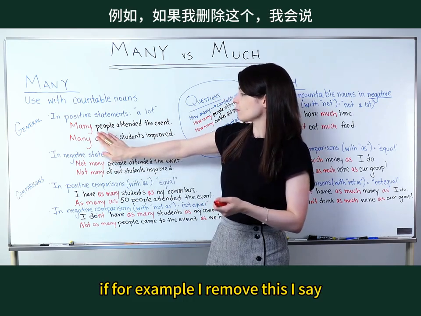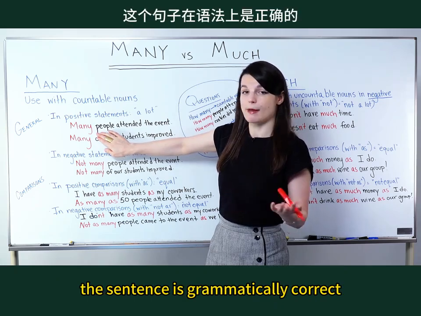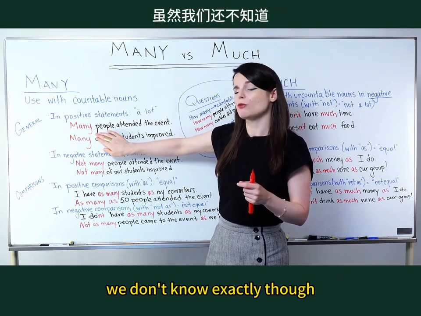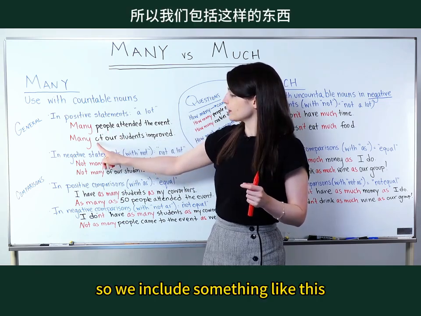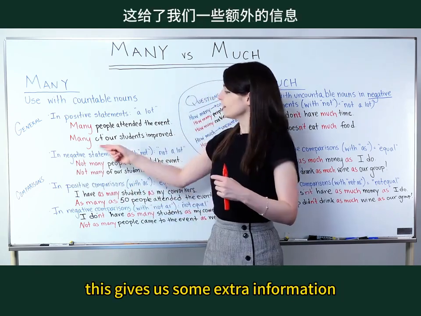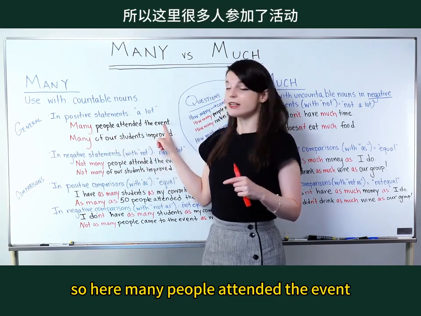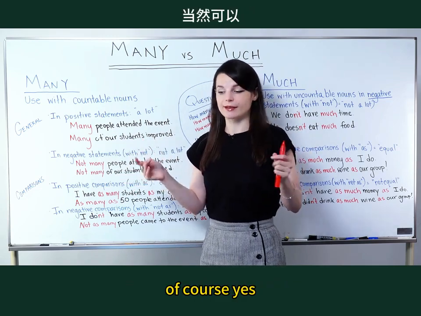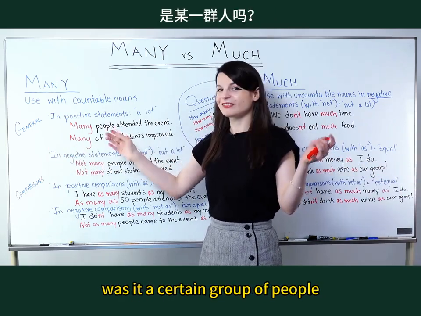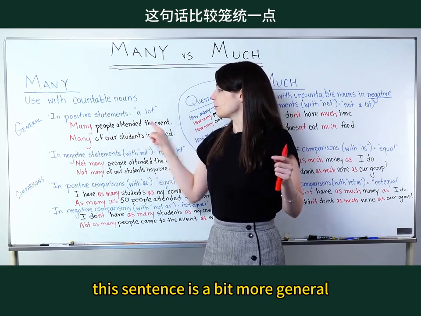If, for example, I remove this and say, many students improved, the sentence is grammatically correct, and we can maybe make a guess about which students. We don't know exactly, though. So we include something like this, of our. Many of our students improved. This gives us some extra information. Many people attended the event is grammatically correct, of course, but it just gives us a general idea. We don't know which people. Was it a certain group of people, a certain type of people? We don't know. This sentence is a bit more general.